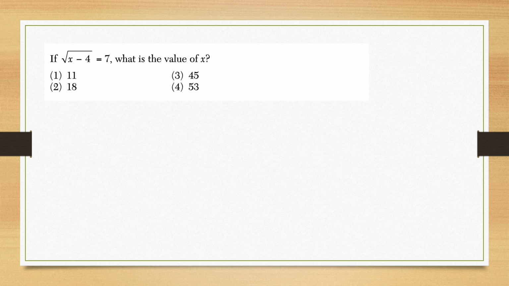Okay, go ahead. Okay, squaring both sides. I get x minus 4 is 7 squared. So x minus 4 is 49. Adding 4, and I get x is equal to 53.